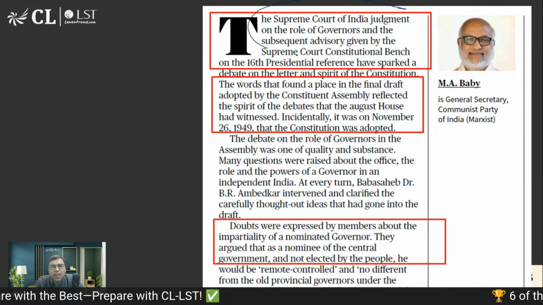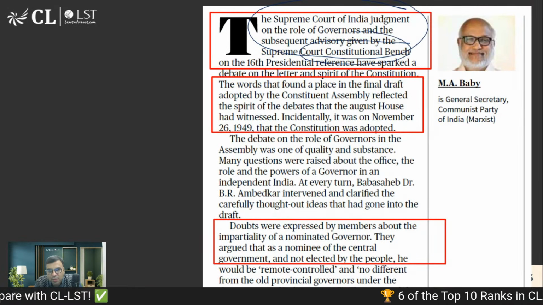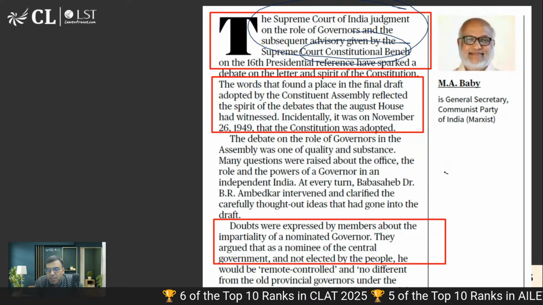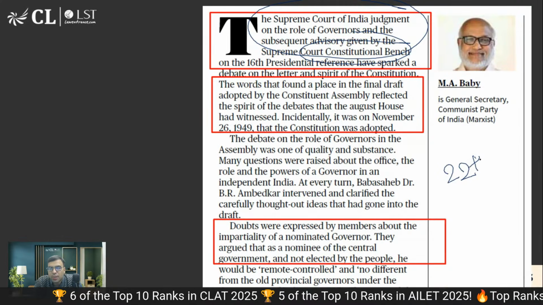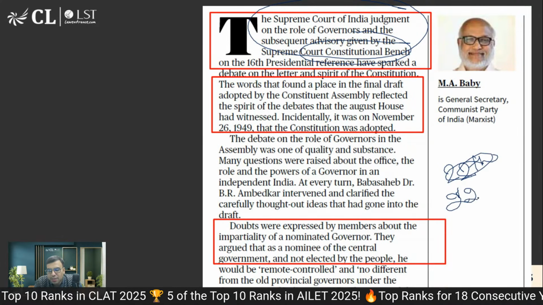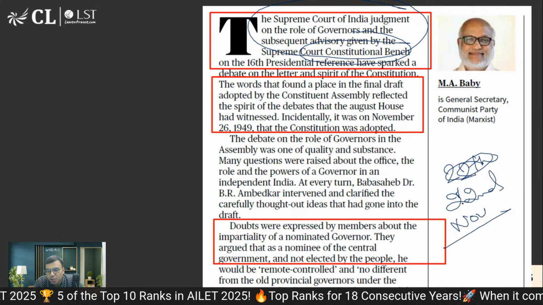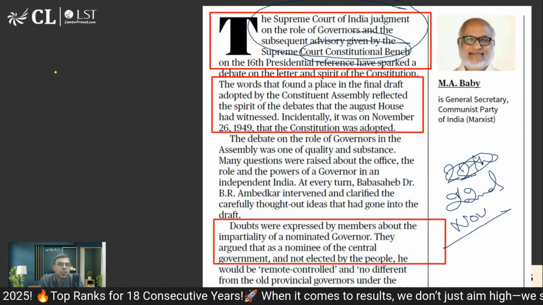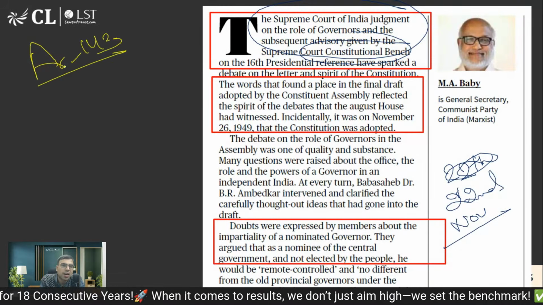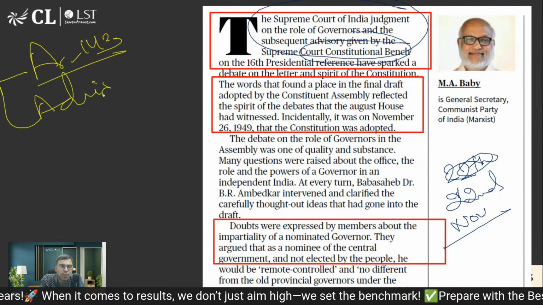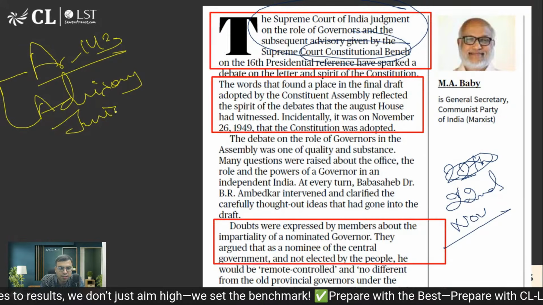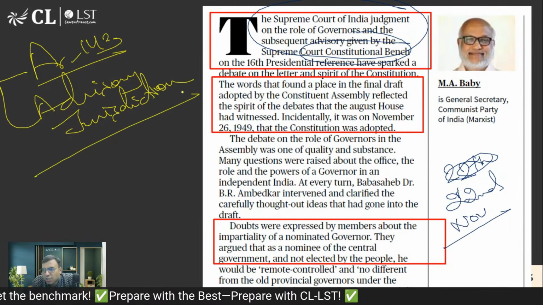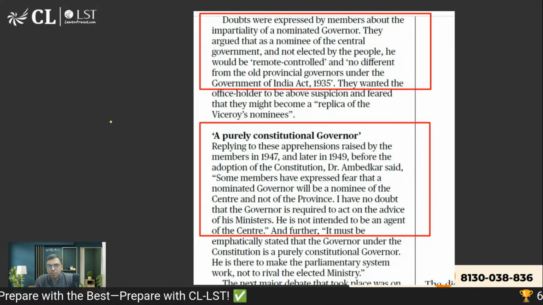We have discussed these judgments, I think, in the last Saturday class. So watch the 29th November class, and the 22nd November The Hindu analysis. We have discussed the judgment of the Supreme Court and the use of Article 143 advisory jurisdiction, which the author is talking about. So I'm not repeating that concept.